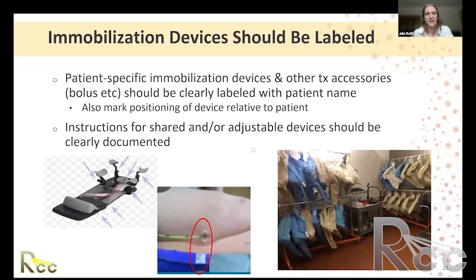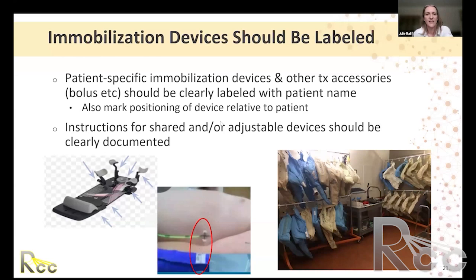So here are some pictures of patient-specific immobilization devices. We'd want these to be clearly labeled for each patient so we know which one to use for each patient. Again, be careful if you have patients with similar names. And you want to mark positioning of the device relative to the patient. So if you have isocenter or reference marks labeled on your patient, you want marks on the device as well so you know where the patient should fit within your device.